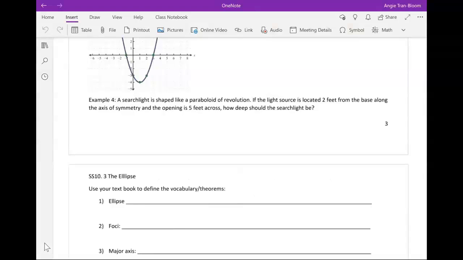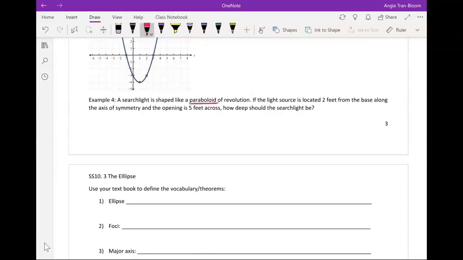A searchlight is shaped like a paraboloid of revolution. It's just a parabolic shape, okay? So it's a parabola shape of revolution. So just fancy in terms of parabola. If the light source is located 2 feet from the base along the axis of symmetry, and the opening is 5 feet across, how deep should the searchlight be?